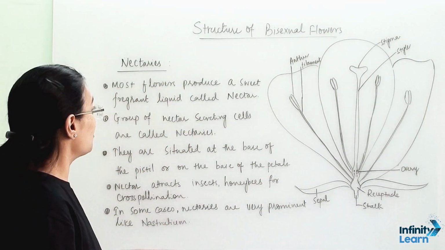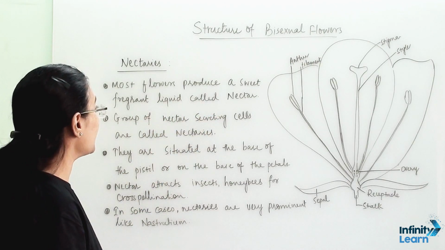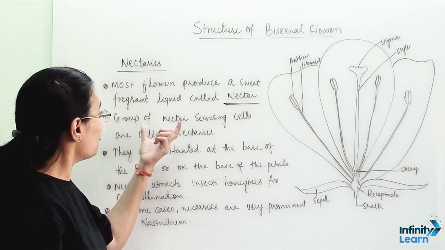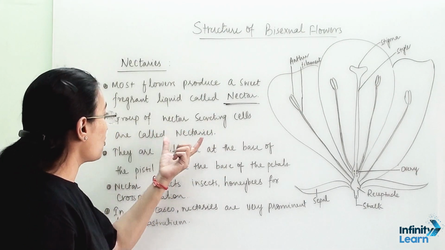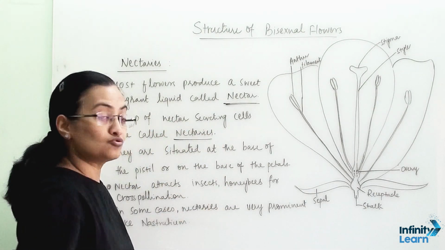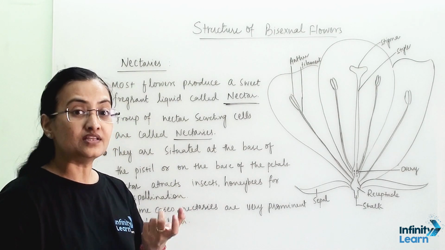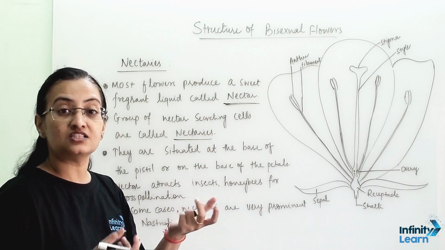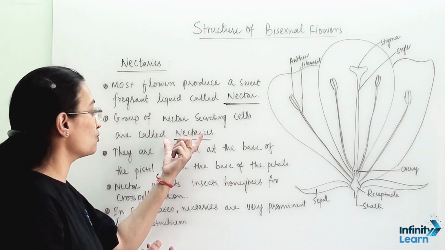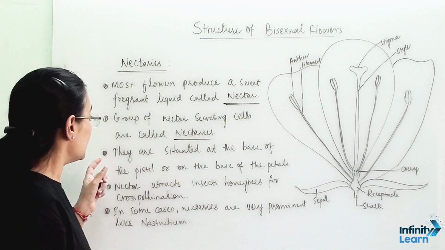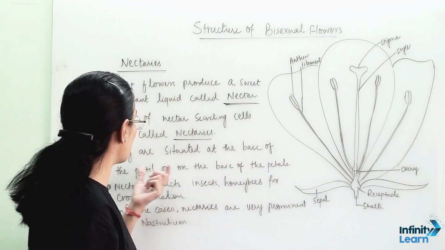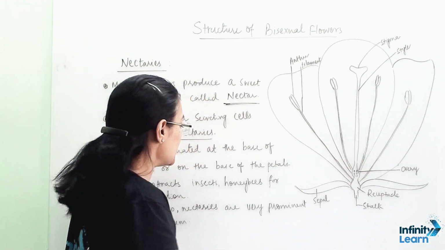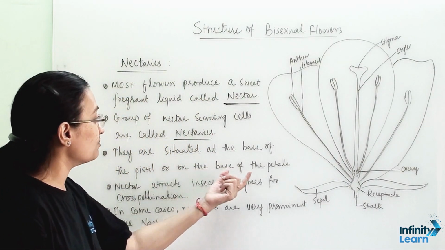Now let us learn about nectaries. Most flowers produce a sweet fragrant liquid called nectar. A group of nectar secreting cells is called nectaries. Whatever fragrant liquid they produce is known as nectar, and these nectar producing cells are known as nectaries. They are situated at the base of the pistil or on the base of the petal.